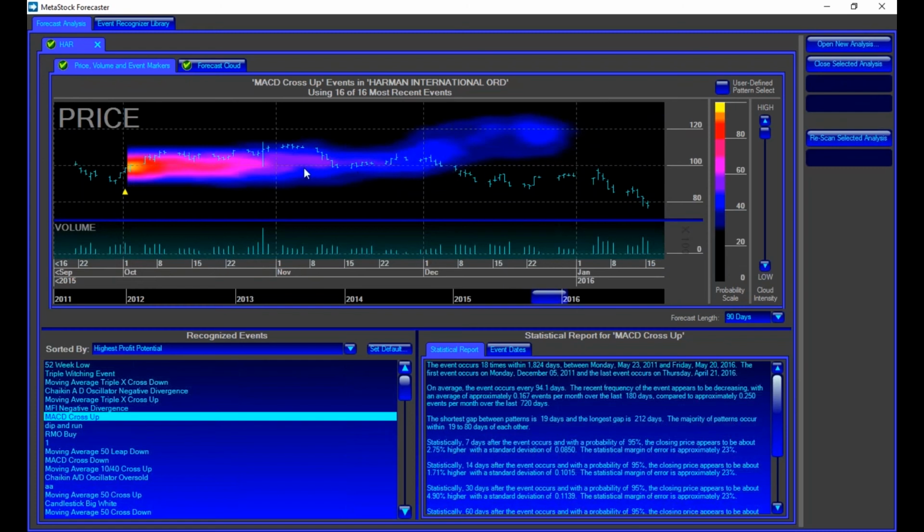So, a couple of ways to use the forecaster. The first of which: you never want to base your entire trading decision off of the forecast tool, obviously. This is meant to be, first and foremost, a confirmation signal for you. So if you see these big swings up and you're taking a longer-term option on Harman, and you see that it stays flat, but it has a higher likelihood of spiking up after a MACD cross-up, that's something to take into consideration for your trade.